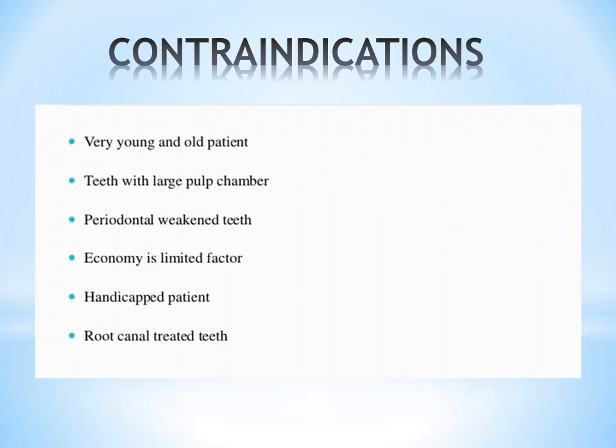So what are the contraindications? Where is it suggested not to use gold? In very young and old patients, teeth with large pulp chambers, where there are periodontally weakened teeth, where economy is the limited factor, obviously when the patient is non-affording, in handicapped patients or non-compliant patients, and in root canal treated patients.